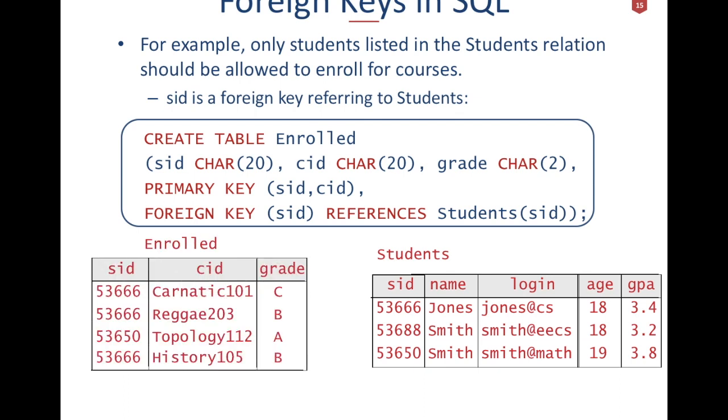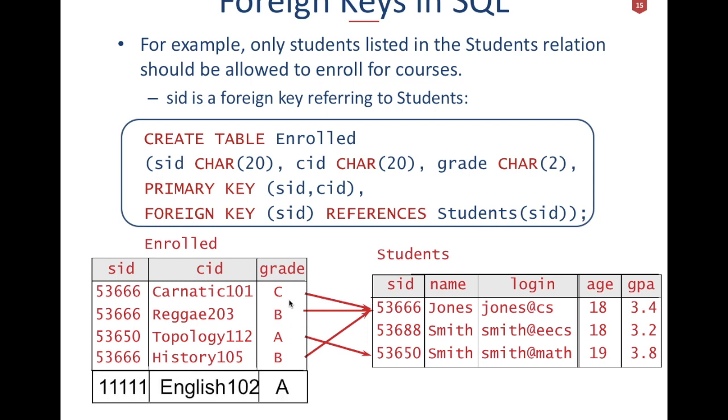For example, this is the students table and this is enrolled. Is there any student in enrolled who is not in students? All the students in enrolled are present in the students table, they are referred to. However, if we try to insert this tuple, it will not be allowed because it will refer to nothing. It doesn't have a corresponding student in the student table and it will be rejected.